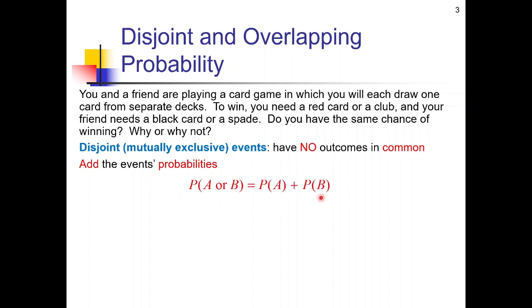Now the other situation where your friend needed a black card or a spade, well, the problem there is that there are some black cards that are spades. All spades are black cards and some black cards are spades. Half of them actually. So this is an example of what we would call overlapping events. These are events that have some outcomes in common. Specifically here we have all the spades are part of both groups. So in this situation, we can't just add the two probabilities together.